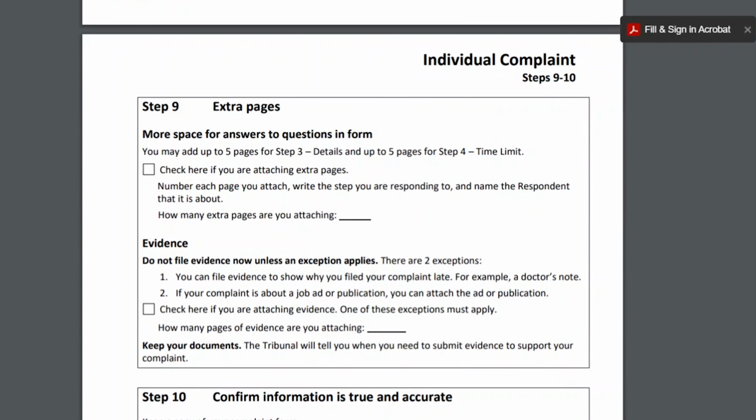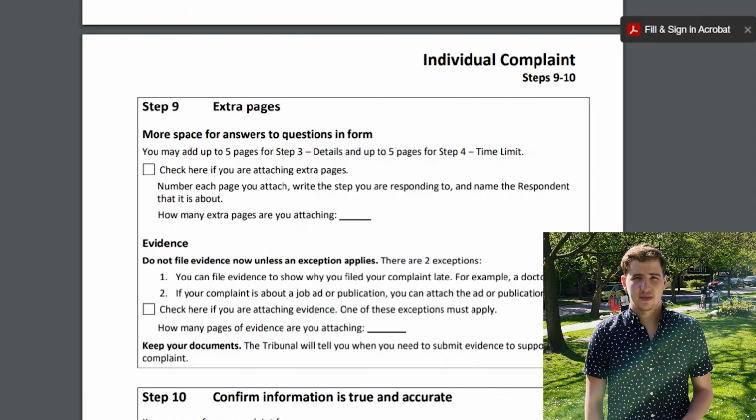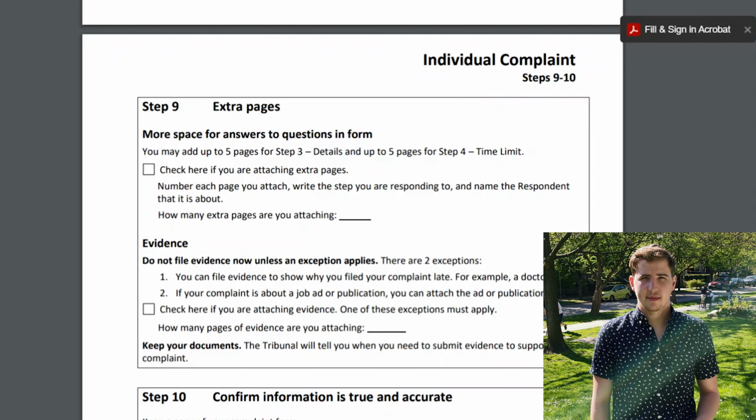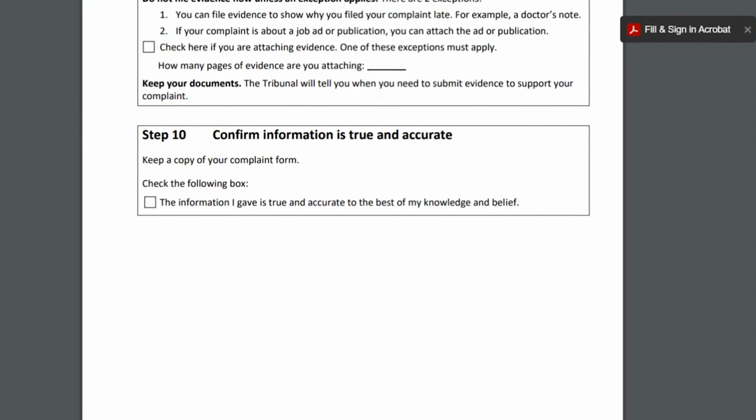Step 9, Extra pages and evidence. This section only needs to be filled out if you have included extra pages. You can add up to 5 pages for both step 3 and step 4. Number each page you attach. Write the step you're responding to and name the respondent that it is about. As of now, you do not need to provide any evidence, unless it is to show why you applied late. Hold on to any potential evidence for later in the process. Step 10. Confirm information is true and accurate. Check the box and remember to keep a copy of your complaint form for your records.